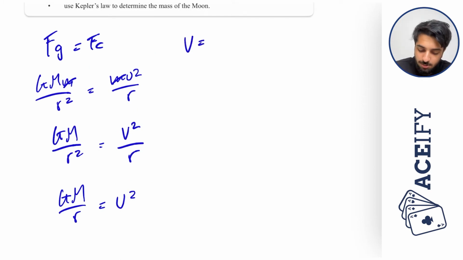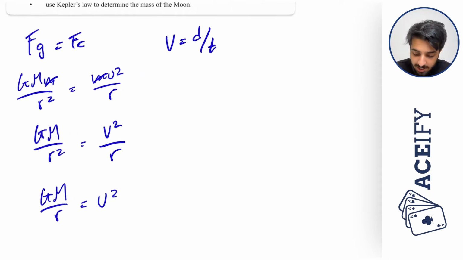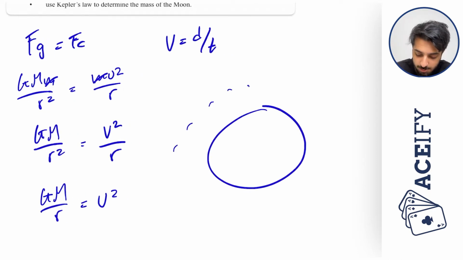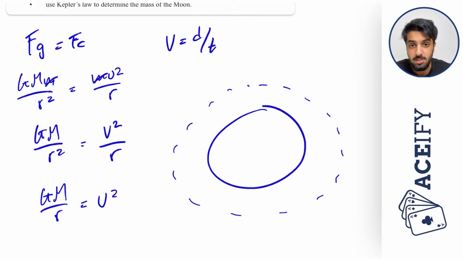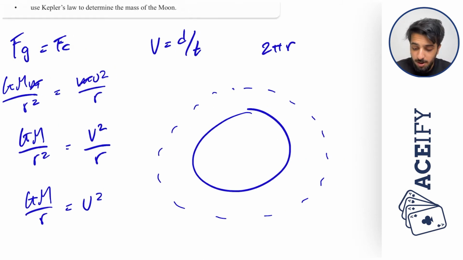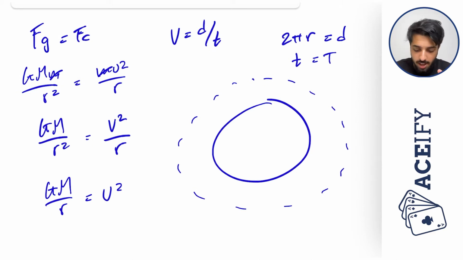We know that velocity is equal to distance over time. And as this satellite is orbiting around the moon in a path as so, we can say that the distance that the spacecraft travels is the circumference of the orbit, correct? And so we know the circumference of a circle is 2 pi r. And so 2 pi r is equal to our distance. And we also know the time taken for a spacecraft to complete one orbit is defined as 1 period. And so our time is just 1 period. And so we can redraw that velocity equation as 2 pi r over T.